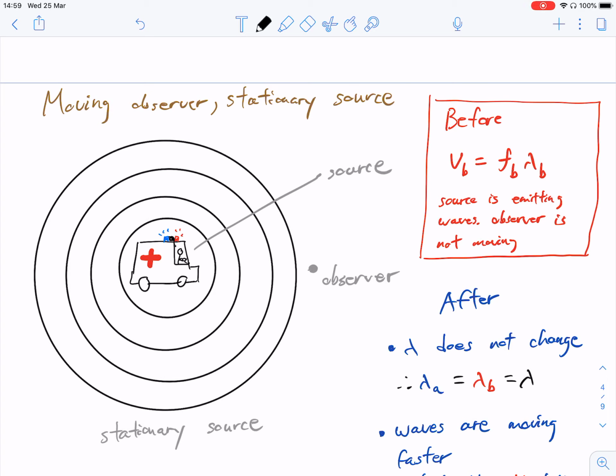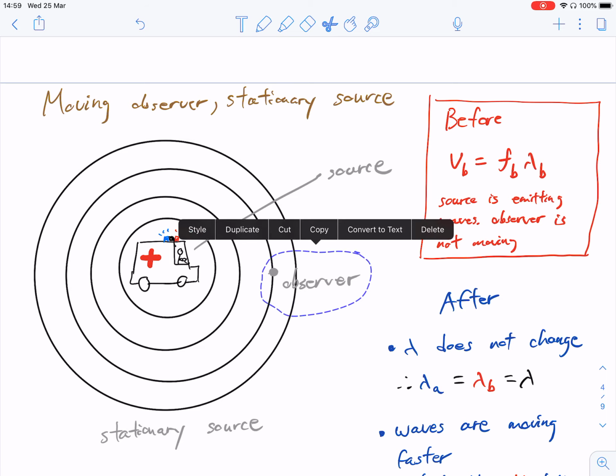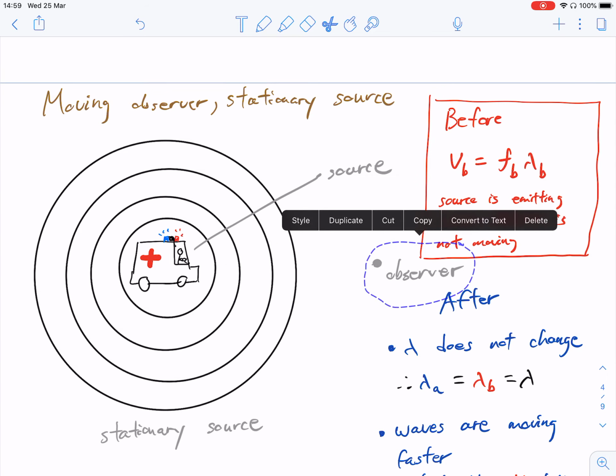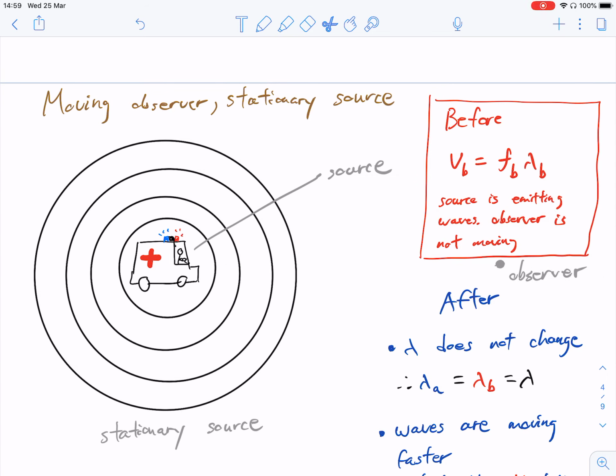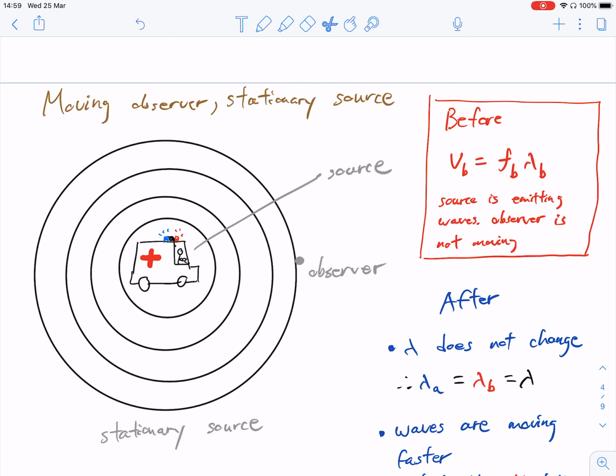So what we looked at so far was that the ambulance is moving to the observer. But what can happen now is that the observer can move closer and closer and closer to the ambulance. And opposite to that, the observer can also move away from the ambulance, way, way far away. So now we're going to start looking at, rather than the source moving, what happens when the observer moves.